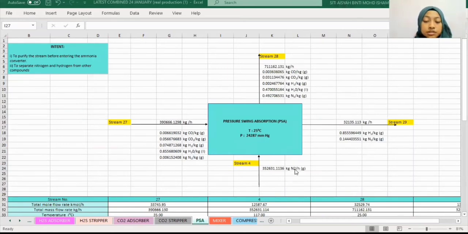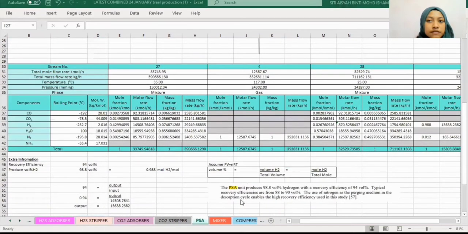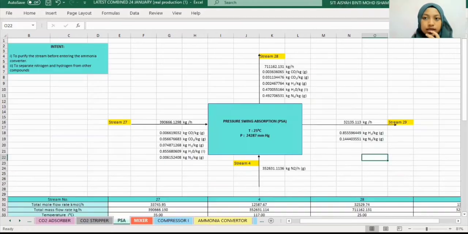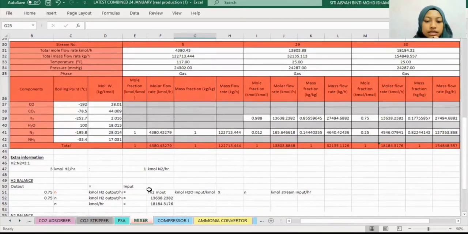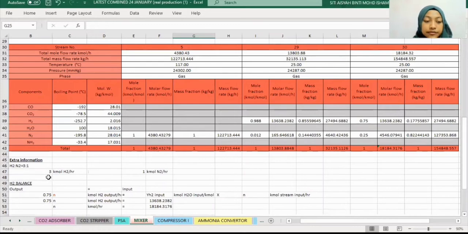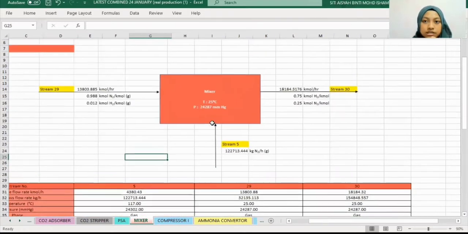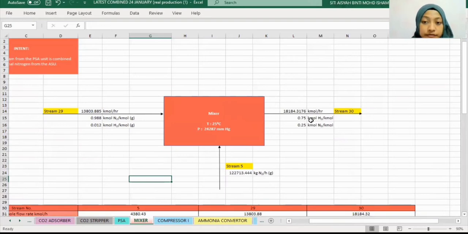Stream 4 is where purged nitrogen from the ASU is entering the PSA. The hydrogen recovery efficiency is 94% and PSA produces 98.8 volume percent of hydrogen. And then the purified hydrogen stream from PSA will go to the mixer to combine with nitrogen from the ASU to maintain a 3:1 molar ratio of hydrogen to nitrogen entering the ammonia converter. The fraction of hydrogen is 0.75 kmol per kmol and the fraction of nitrogen is 0.25 kmol per kmol.